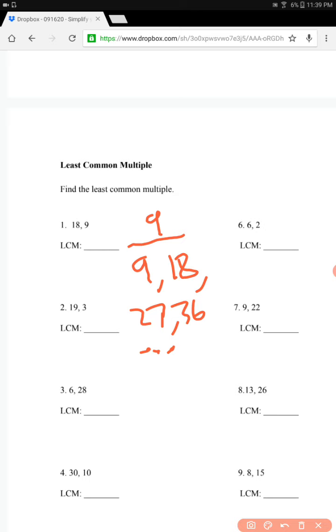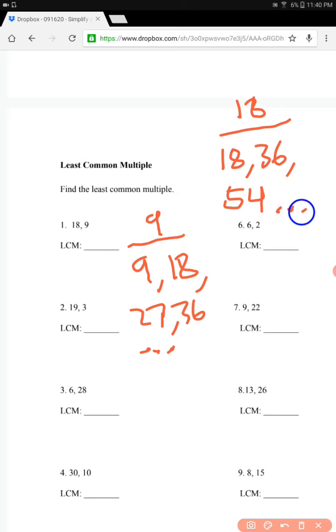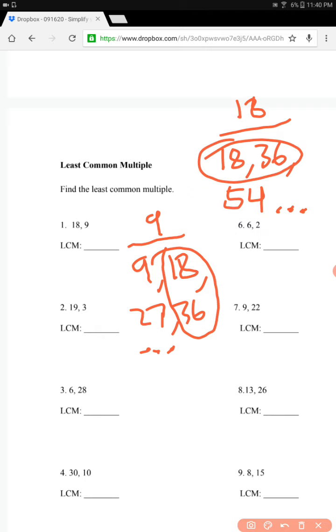And for 18, I'll put it up here. We have 18. Then we have 36. Then we have 54, and it goes on as well. And so far, this list goes on forever, but so far the common multiples we have are 18 and 36, and the least one, the smallest number, is 18. So the least common multiple will be 18. Pretty self-explanatory. It's in the name. Least common multiple.